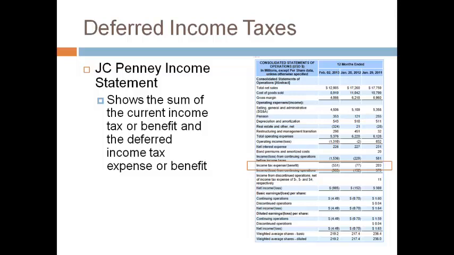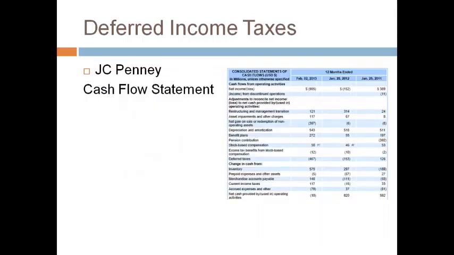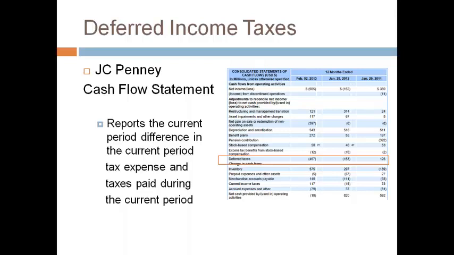Take a moment and locate the line item on the cash flow statement related to deferred taxes. Deferred taxes is reported in the operating activities section of the cash flow statement as a non-cash expense. It is the difference in the tax expense for the current period and the taxes paid in the current period.